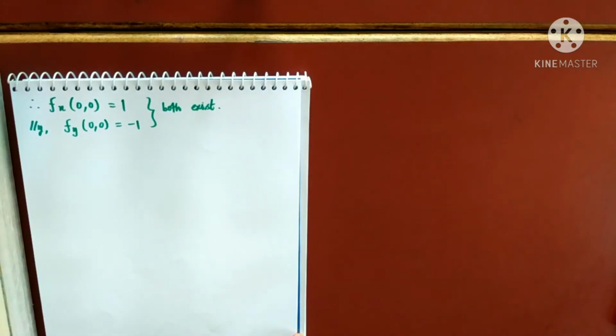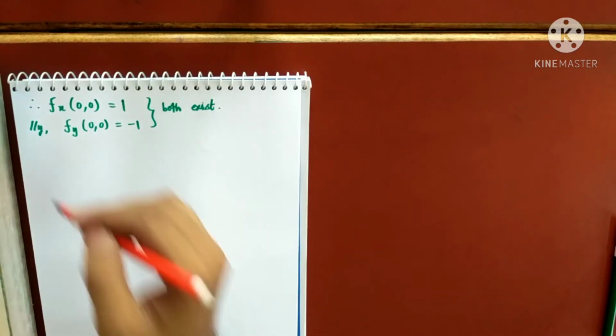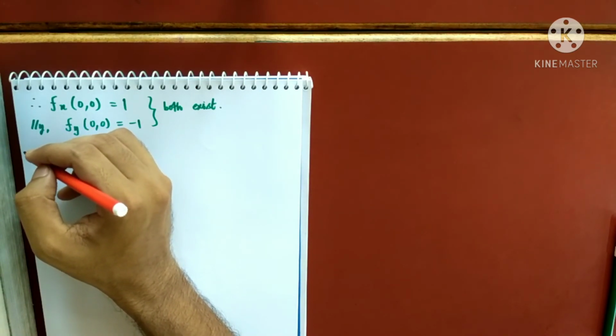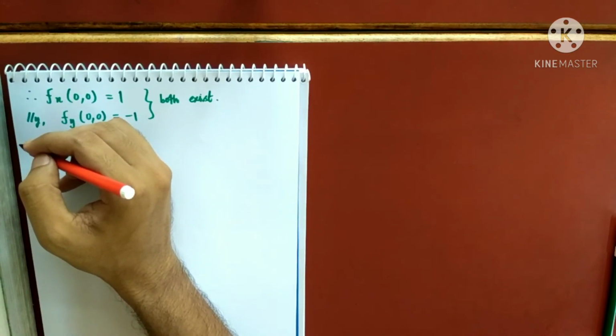So you see, I have such a function which is continuous at 0, 0. Both the partial derivatives exist at 0, 0. And I'll prove that the function is not differentiable at 0, 0. Let's see why. So I will prove that the function is not differentiable at 0, 0. We'll use a very interesting method.